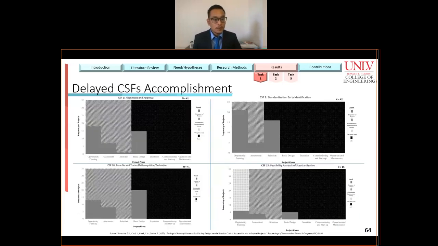For timing of accomplishment, I have selected these four figures. We can see CSF 1, Alignment and Approval, and CSF 2, Standardization Early Identification, have quite a few projects which are being accomplished late. Mostly these are the responsibility of the owners and should be accomplished early on, as provided in the definition. Also, we have Benefits and Trade-offs Recognition and CSF 15, Feasibility Analysis of Standardization, which are not being accomplished in a timely manner.